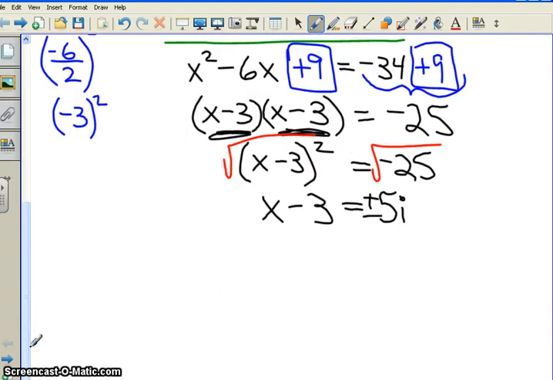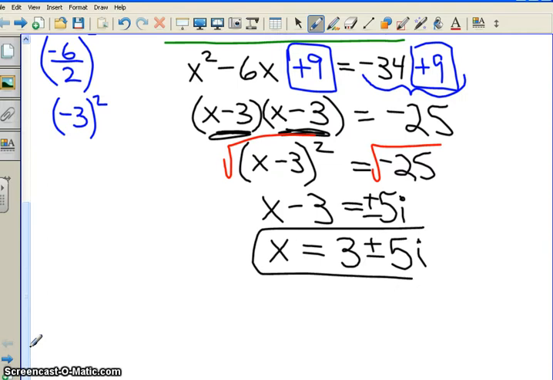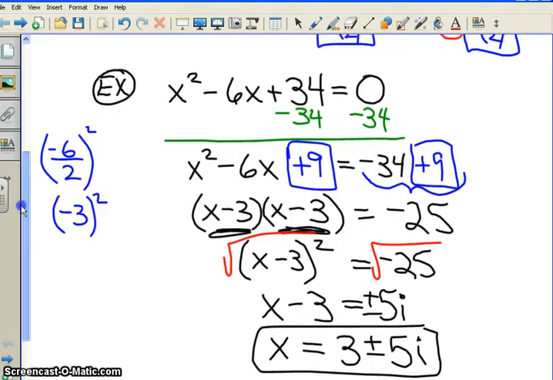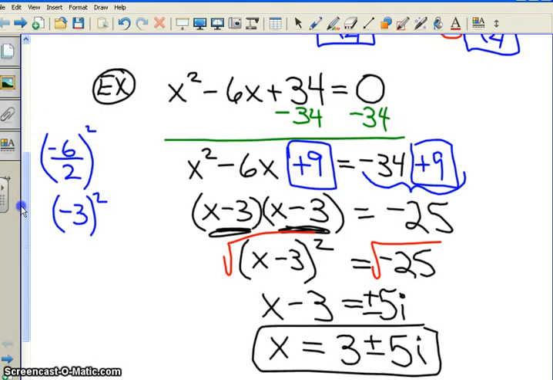And now to solve this for x, I just need to add the 3 to the other side. Generally, I put it here in the front, so I have the real number first, plus or minus the imaginary part second. And there's my two zeros, 3 plus 5i and 3 minus 5i of this equation, x squared minus 6x plus 34 equals 0.